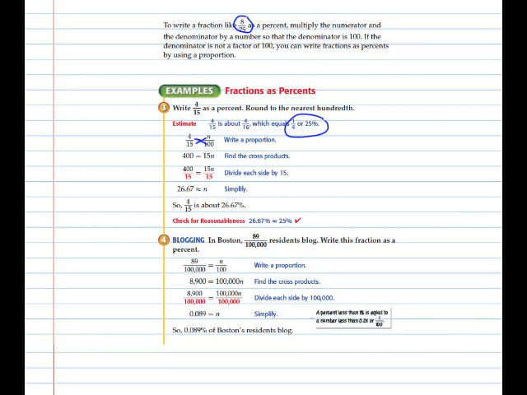Gives me 26.67, which is rounded to the nearest hundredth. Actually, I get 26.666666, and so on. So rounding to the nearest tenth or nearest hundredth gives me 26.67, which is 26 and 67/100%, which is pretty close to 25%. Reasonably close. It's a reasonable answer.